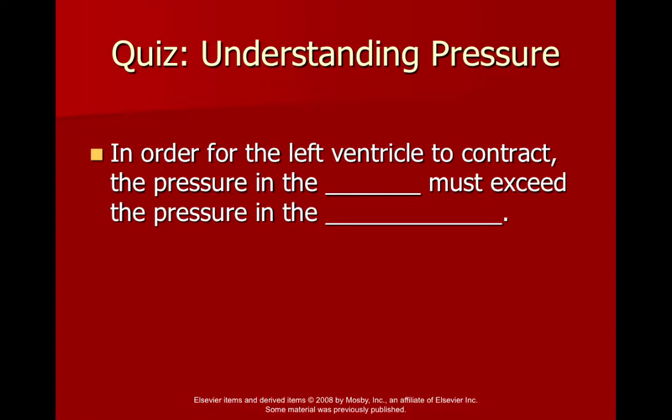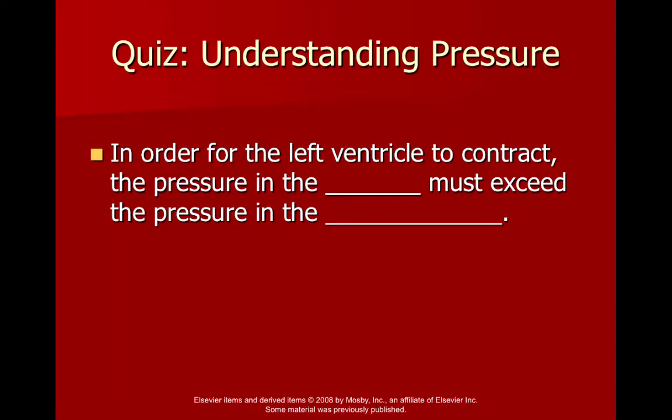Okay, in order for the left ventricle to contract, the pressure in the blank must exceed the pressure in the blank. So what needs to have greater pressure? The pressure in the left ventricle must exceed the pressure in the aorta. Okay, so that has to do with the afterload concept and some of the other pressures that we're talking about.